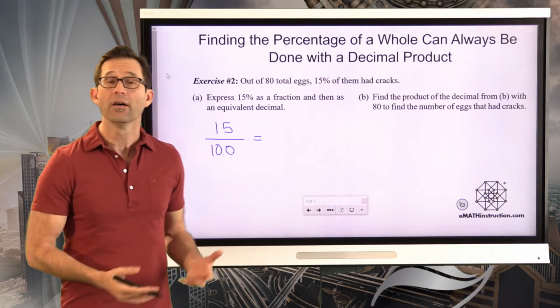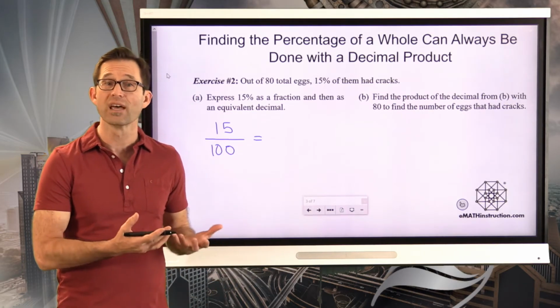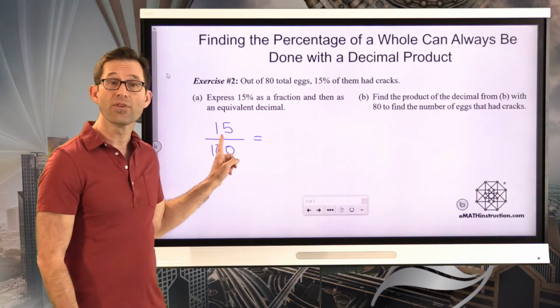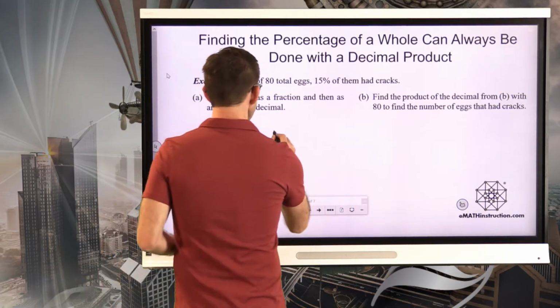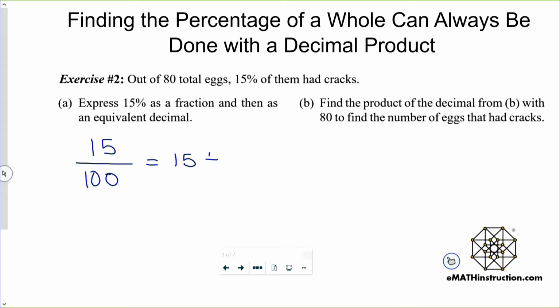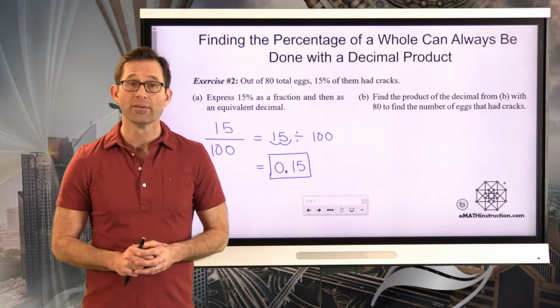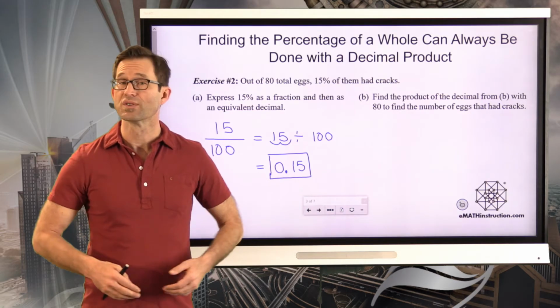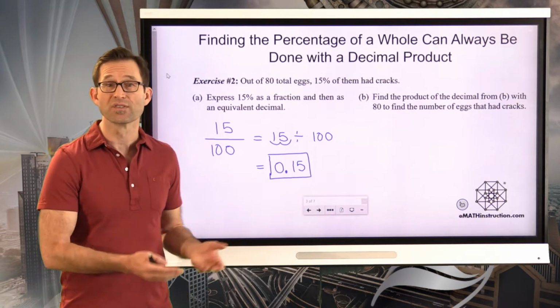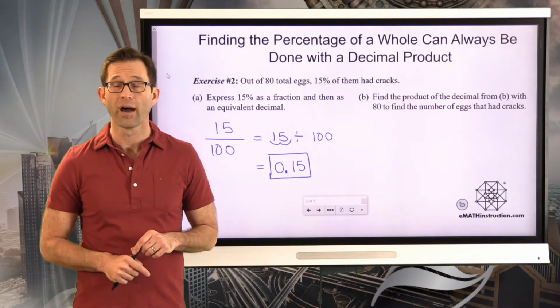Well, never forget, again, that fractions represent division, specifically division of the numerator by the denominator. So this is just 15 divided by 100, but when we divide by 100, we're just moving the decimal place 2 units to the left, so we get 0.15, right? That is the same as 15%, all right? 15%, which is the same as 15/100ths, which is the same as 0.15.